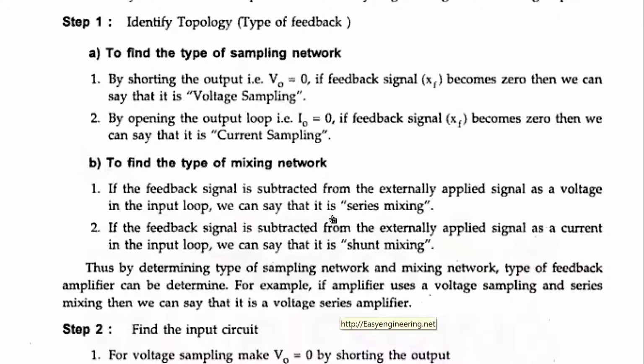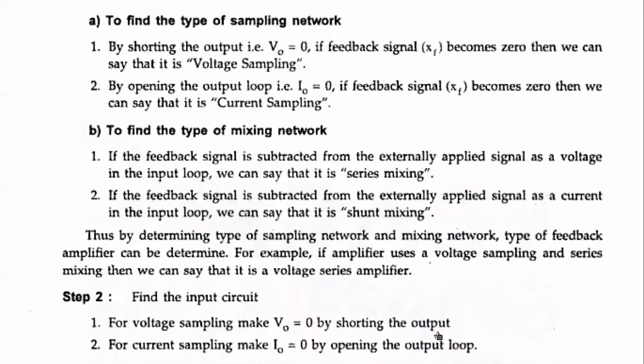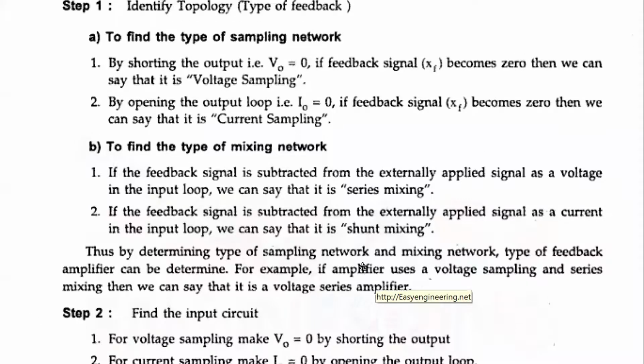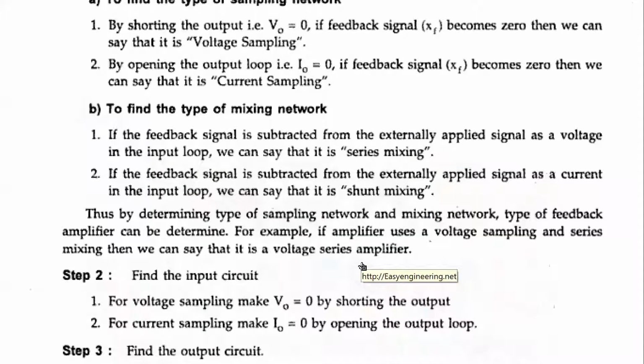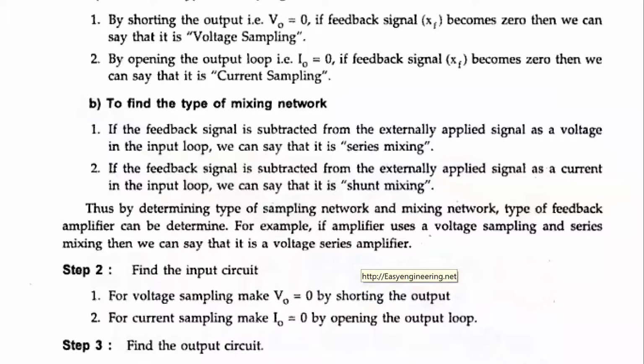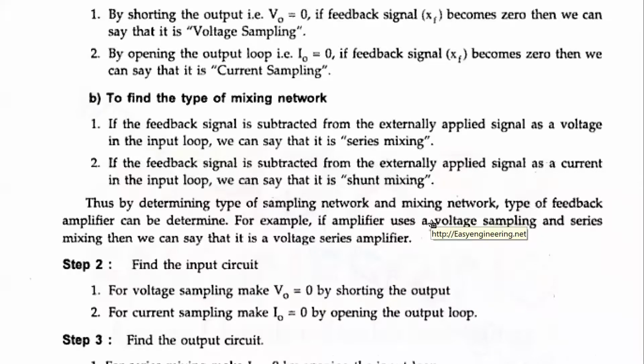Then next, after identifying the type of feedback amplifier, the next step is we will find the input circuit, we will find the output circuit, we will join both, and then we will analyze like how we analyzed in the first unit. And whatever results we get, based on that we will develop the remaining results. So first find the input circuit.